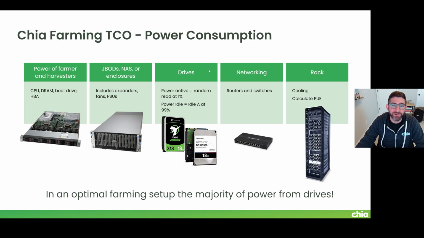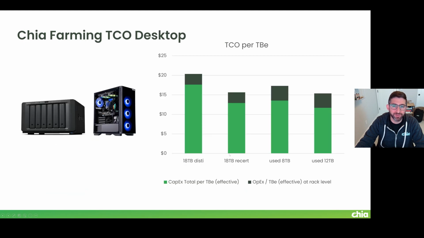Now, if you wanted to look at your power consumption as a normalized metric per terabyte, you basically take the power of everything here besides maybe the cooling, because if you're calculating PUE separately, you don't include the cooling, but you include the farmer, the JBOD, the drives, and the networking, and you would basically sum all that up and then divide that by the amount of useful terabytes you have, and that's your watts per terabyte. And this is the ultimate metric for Chia farming, and for TCO, all that really matters. You want that number to be as competitive as possible.